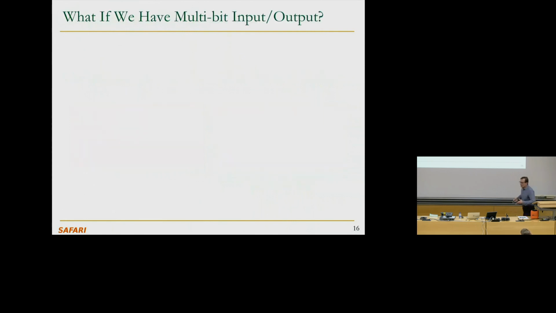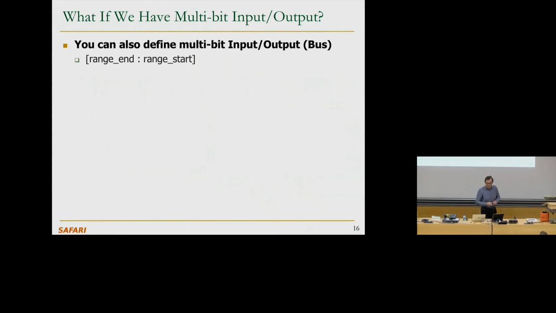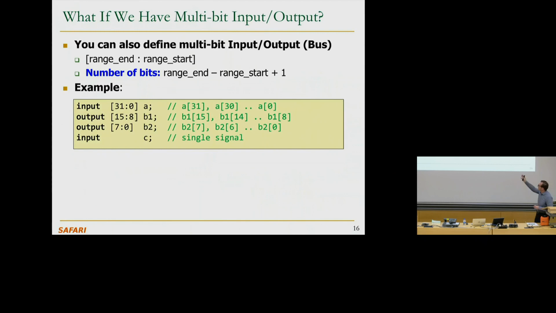Okay, so you can have multiple bit inputs and outputs. This is called a bus. And then how do you define it? Basically, you provide the number of bits, that's the end of range and start of range. The best way of learning this is through example. I can give you a lot of definitions, it'll be boring. So let's take a look at an example. This is a 32-bit bus, A. This is an 8-bit output. This is an 8-bit other output, B1 and B2, okay? And this is a single signal, basically.